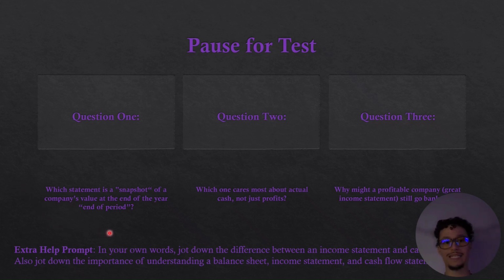So I want you guys to think about which statement is a snapshot of a company's value at the end of the year or the period. Remember, we're talking about value. So how much are you worth? How much is the company worth? Now, question two: which statement cares about actual cash and not just profits? And then question number three would be, why might a profitable company with a great income statement still go bankrupt?